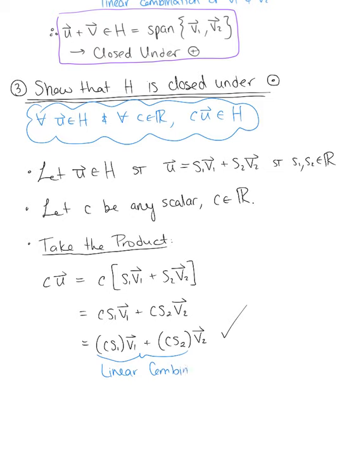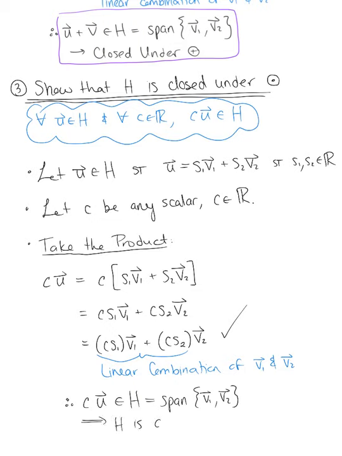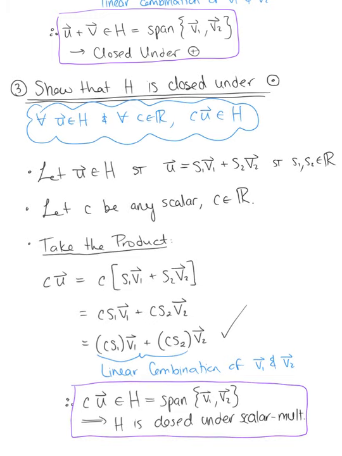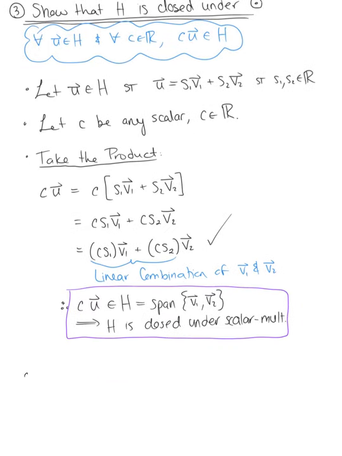So we have redefined this as a linear combination of vector v1 and vector v sub 2, which by definition means that therefore c times vector u is in H, which is defined as the span of vector v sub 1 and vector v sub 2, which tells us that H is closed under scalar multiplication. Woohoo! And so we have confirmed our third property here. And we can make our beautiful final conclusion.